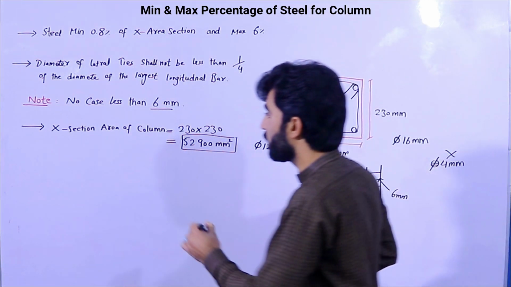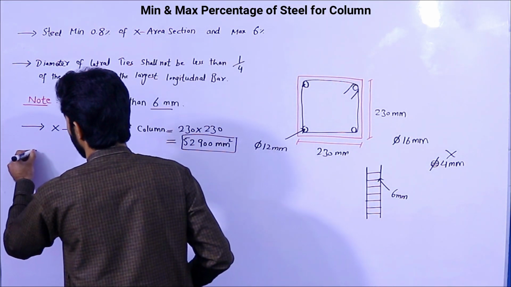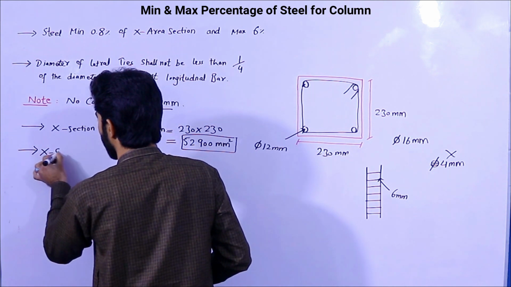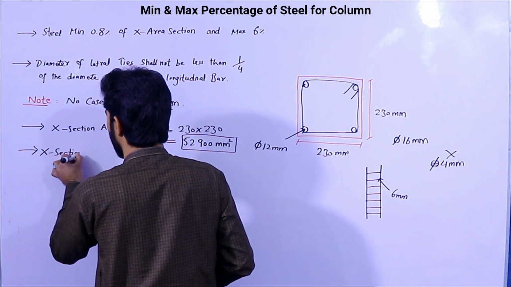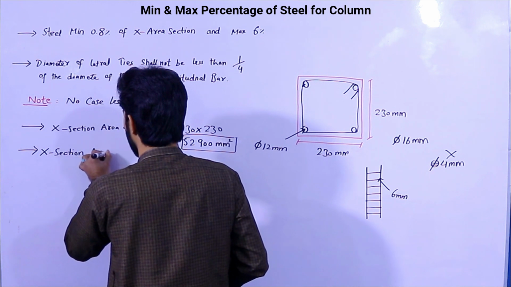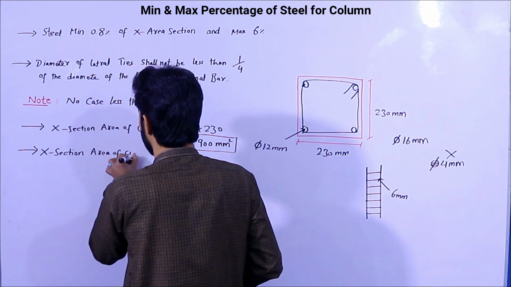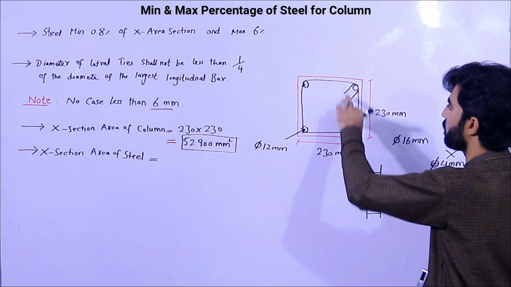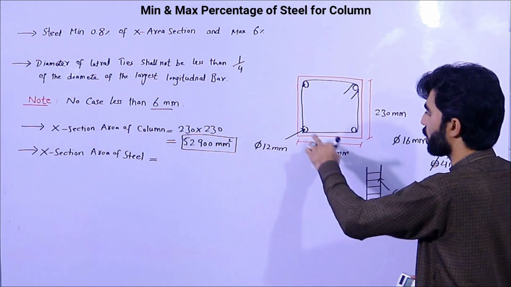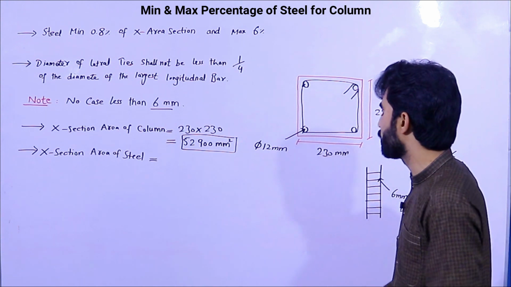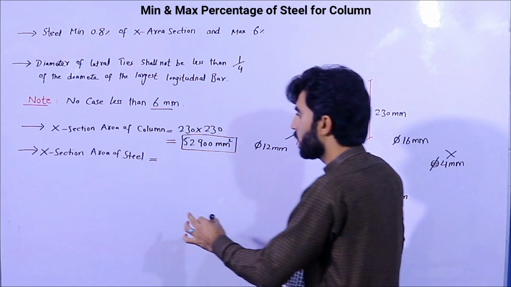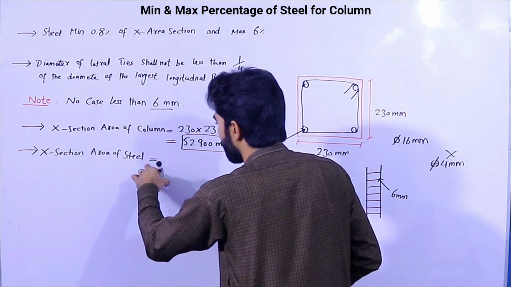Now I need to find the cross-sectional area of steel. Okay, cross-sectional area of steel for these 4 numbers. Okay, because we are using 4 numbers which dia is 12 mm. Is it correct value of steel or not? We are checking. Okay, so now I need cross-sectional area of steel.